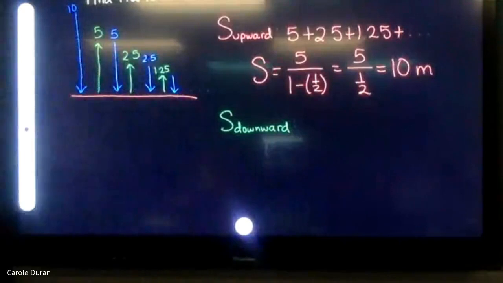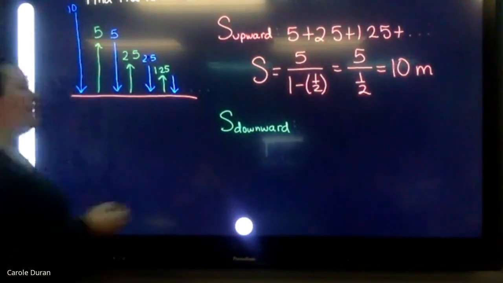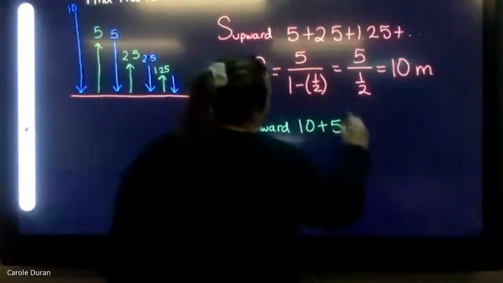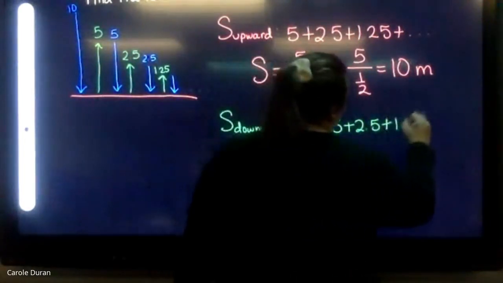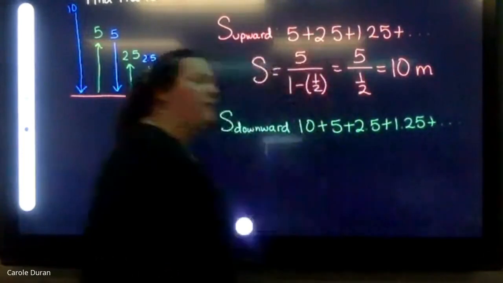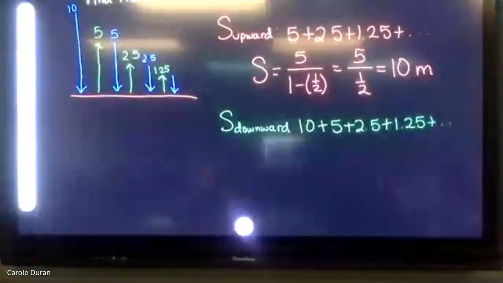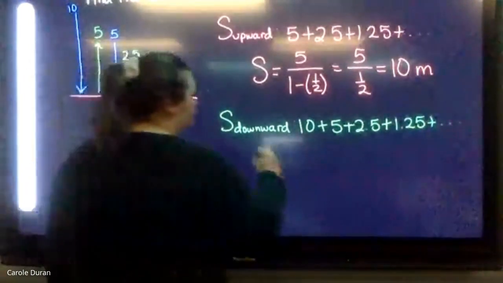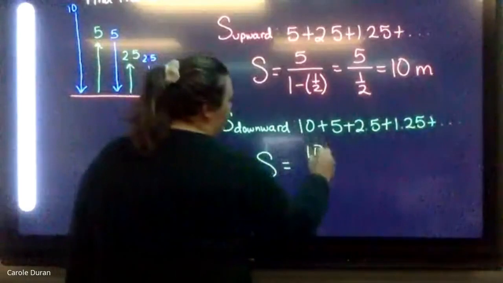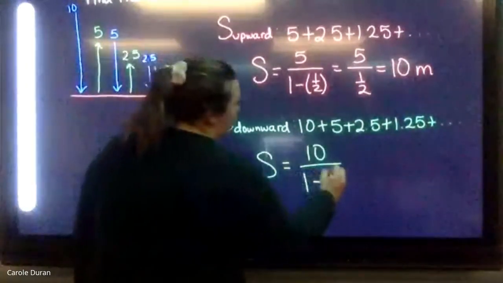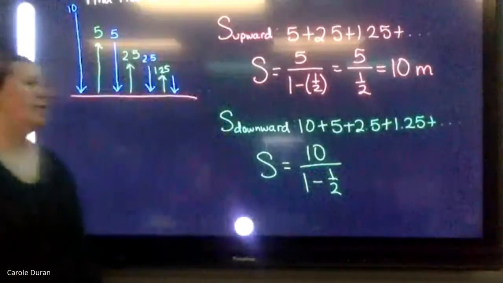Again, I'm first going to write the sequence that we'll be following. So my first downward distance was 10. Second downward distance was 5. And then as the previous one, it also continued to just be cut in half on every downward bounce. Having this information, I go ahead and create my infinite sum formula, which is again equal to my first term, which here is 10, divided by 1 minus my common ratio, which is 1/2.